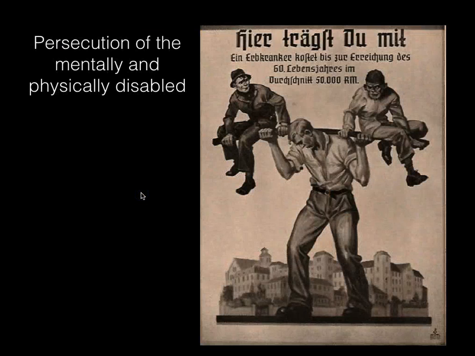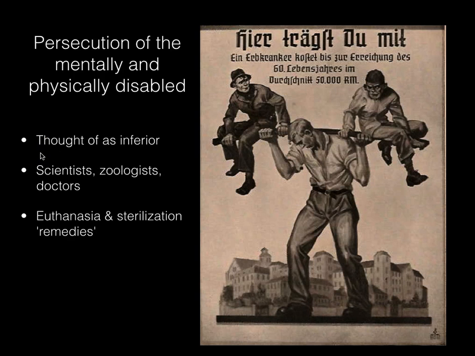So let's have a look now at this persecution of the mentally and the physically disabled. They were thought of as inferior. And this was something that was coming from scientists who, I guess, misused or misunderstood science, as well as doctors. And there were calls within Germany, and not only within Germany, throughout Europe and America and other places too, for euthanasia. Euthanasia is a lovely word, which basically means killing somebody in a painless way. And sterilisation, that's forcibly operating on someone without their consent so they can't have children.